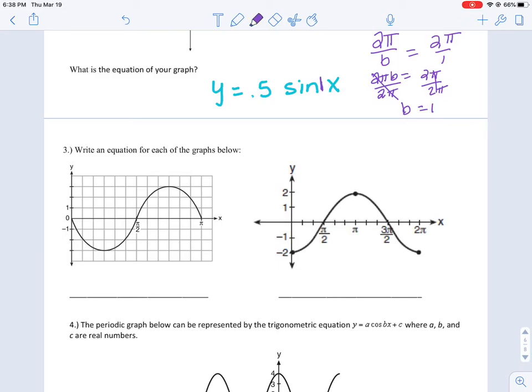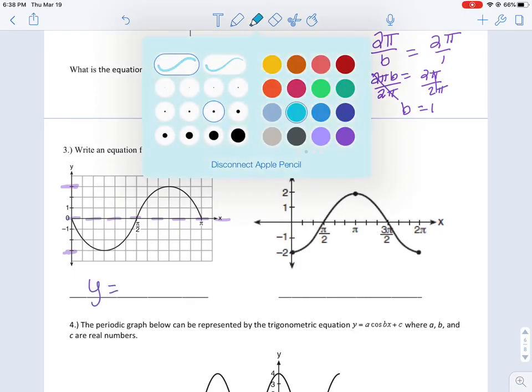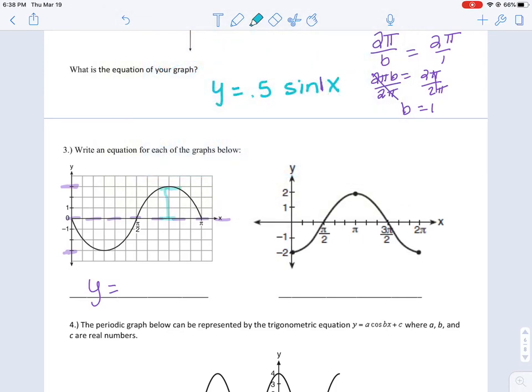First thing, I like to check for my midline. So if this is all the way up at 3, and this is all the way down at 3, there was no shift here, this is my midline. So let's start our equation with y equals. Your amplitude goes from your midline to your maximum. So in this case, I went up 3 boxes, or you could see how far you went down. So my amplitude is 3.